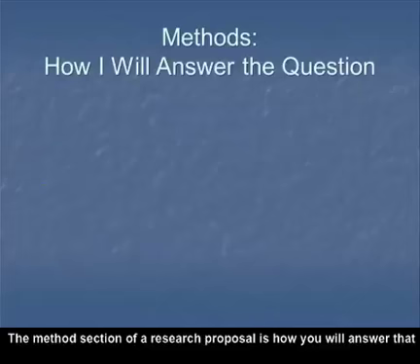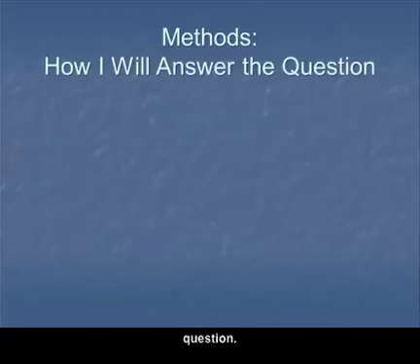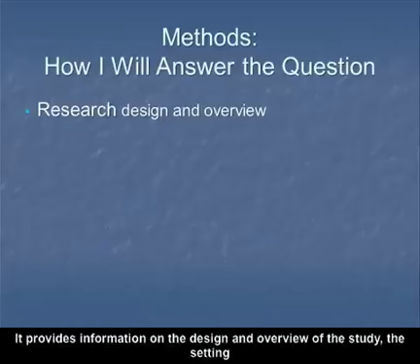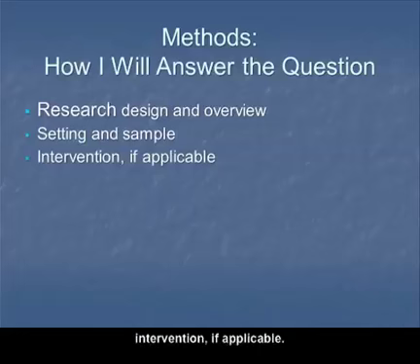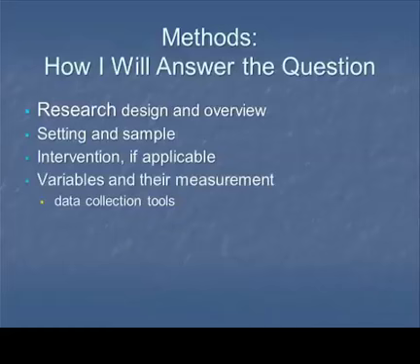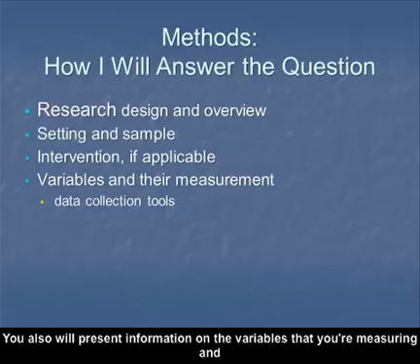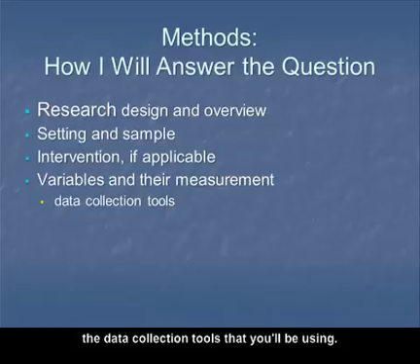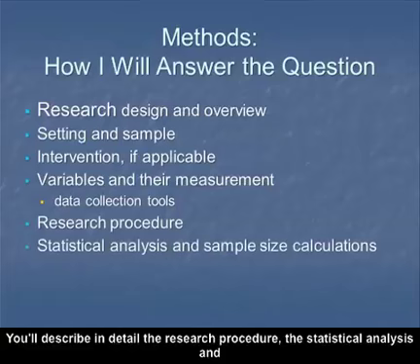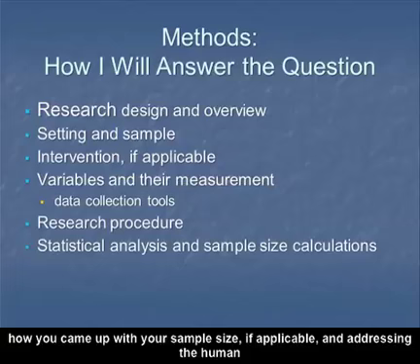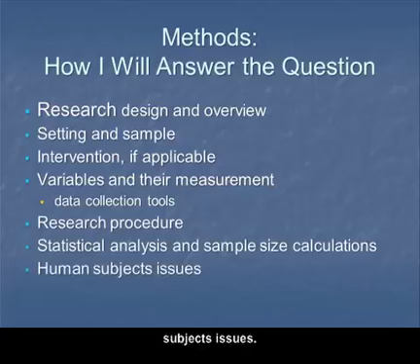The methods section of a research proposal is how you will answer that question. It provides information on the design and overview of the study, the setting and sample in which the study will be conducted, a description in detail of the intervention if applicable. You also will present information on the variables that you're measuring and the data collection tools that you'll be using. You'll describe in detail the research procedure, the statistical analysis and how you came up with your sample size, if applicable, and address any human subject issues.